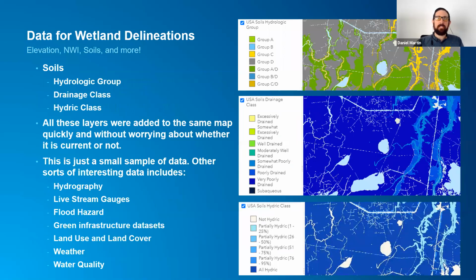Some other data sets that are relevant to water or environmental projects would be hydrography, live stream gauges, flood hazard. We have a large collection of green infrastructure data sets, land use, land cover, weather, water quality. These are just a few really compelling data sets that you have quick access to.